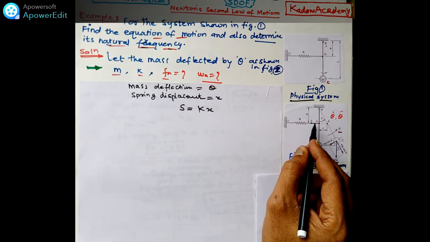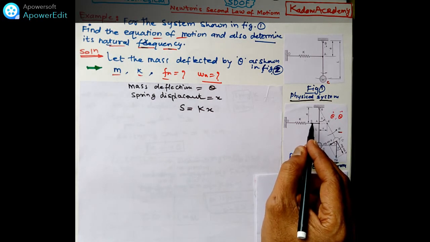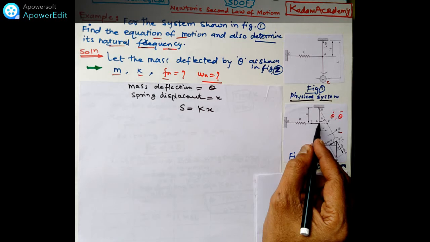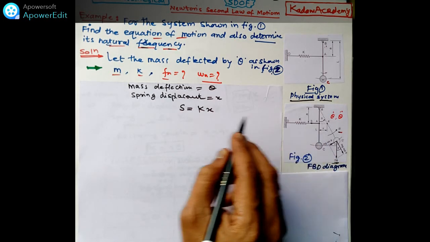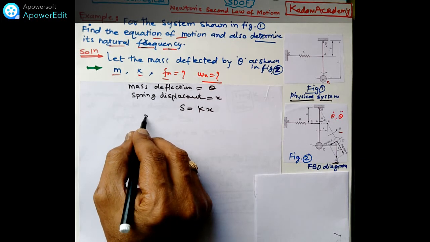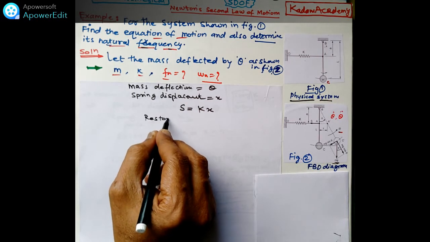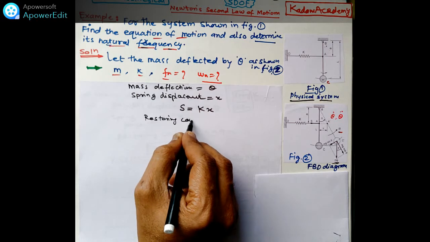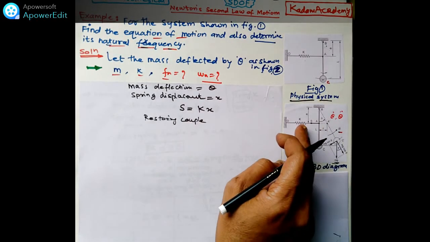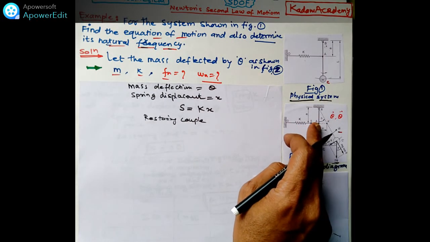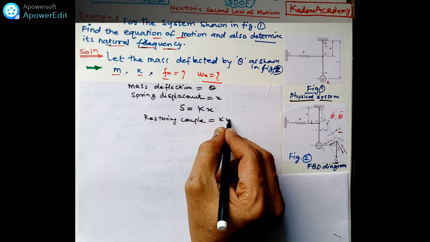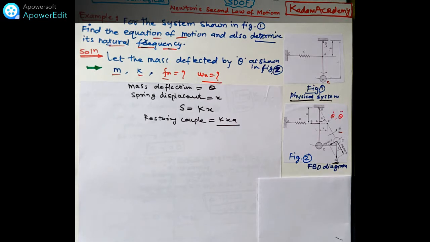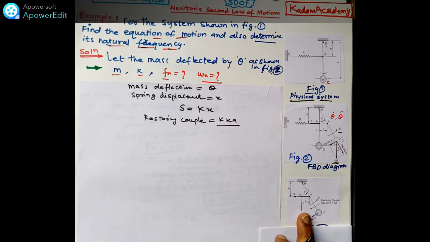And S, the spring force, is applied at point capital A at distance small a. So it forms a restoring couple. It will try to come back to the original mean position. So that couple becomes k x a.